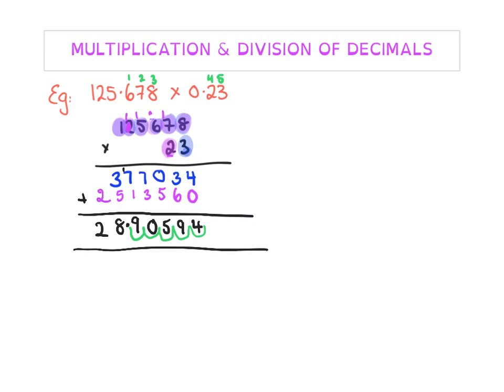So your answer to 125.678 times 0.23 actually equals 28.90594.